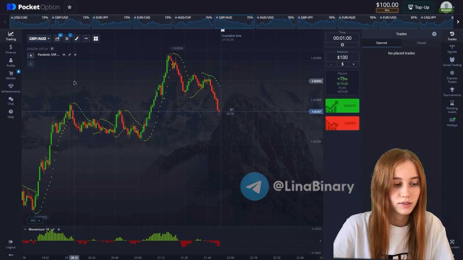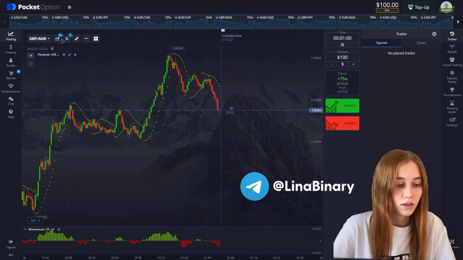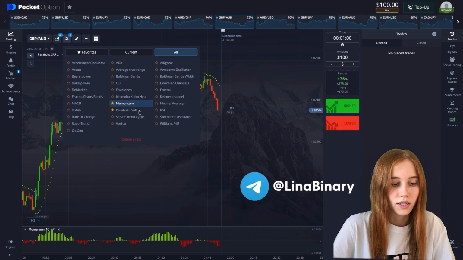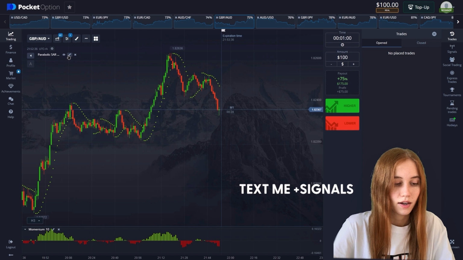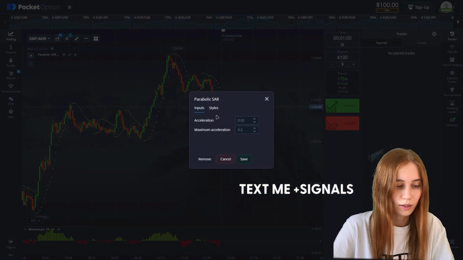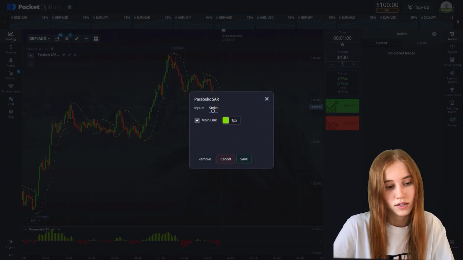We'll trade currency pairs. We'll also use two very cool indicators, momentum and parabolic. Let's start talking about them. I'll tell you about the first, the parabolic indicator. You can see it. Let me show you the settings first and then I'll tell you about it.